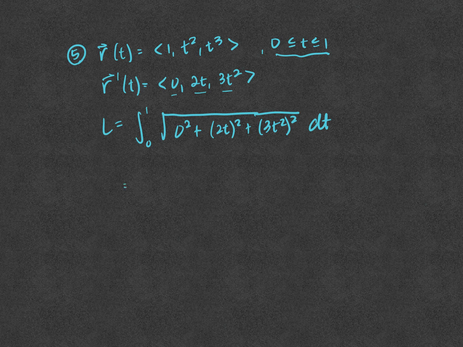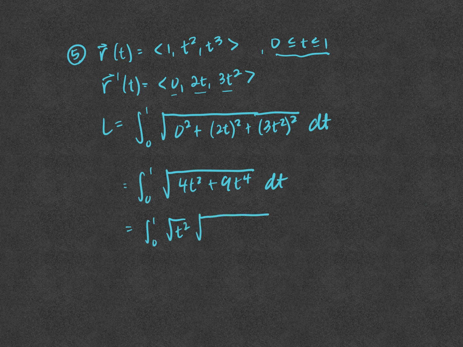Now this is interesting because we have the integral from 0 to 1, and we have the square root of 4t squared plus 9t to the fourth dt. U sub is not going to work, but we can factor a t squared out. So let's do that. We have the integral from 0 to 1 of the square root of t squared times the square root of 4 plus 9t squared with respect to t. So this means we have the integral from 0 to 1 of t times the square root of 4 plus 9t squared with respect to t.